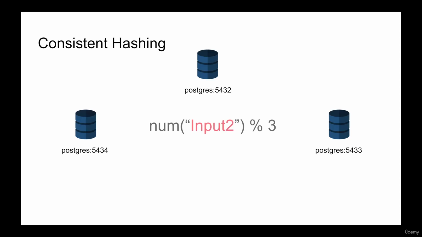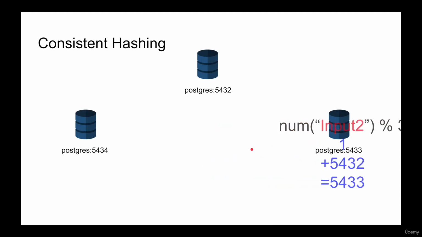So how does this actually work? One implementation would be to make this input into some sort of a number. I don't know how you do this: sum all these character ASCII codes, convert it into binary, and then back to a decimal, and then do a modulo, which is the remainder, of 3, because I have 3 nodes. If the input happened to be 10, then 10 modulo 3 is, 3 times 3 is 9, and the remainder is 1. So 1 is added to 5432, that equals 5433, and that goes to this server. So that's one implementation.